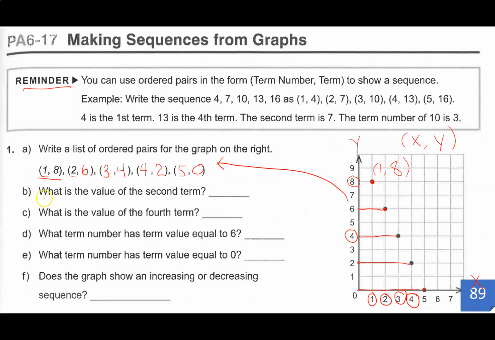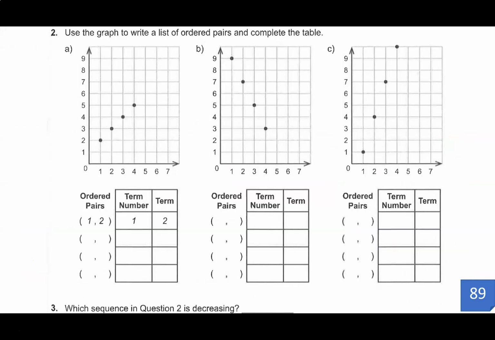1b says, what is the value of the second term? Remember, term is just sort of a fancy way of saying number. So our second number, or term, is 6. What is the value of the fourth term? This 4 here tells us it's referring to the fourth term or number. And that fourth number or term is 2. Please try D, E, and F on your own.